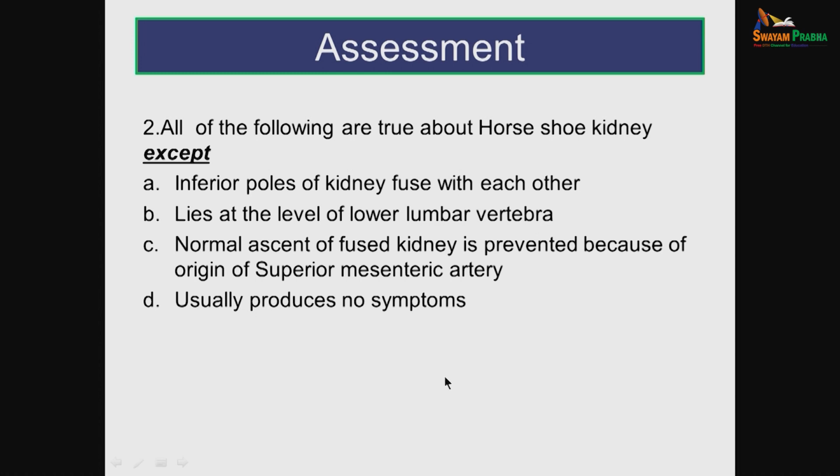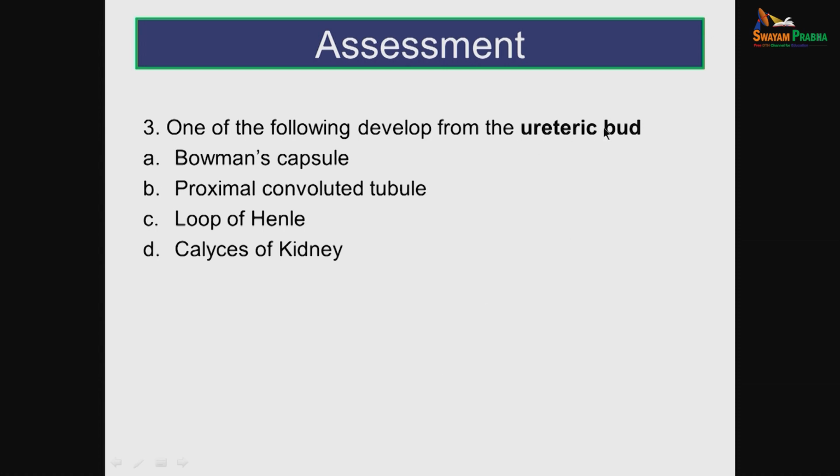We will move to the next MCQ. One of the following develops from the ureteric bud: Bowman's capsule, proximal convoluted tubule, loop of Henle, calyces of kidney. The answer is D. Calyces of kidney. As we have mentioned earlier, the ureteric bud gives rise to the collecting tubule, major and minor calyces, pelvis of the ureter and the ureter. So the answer is calyces of kidney. We will move to the next question.